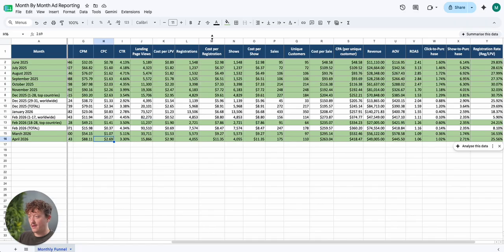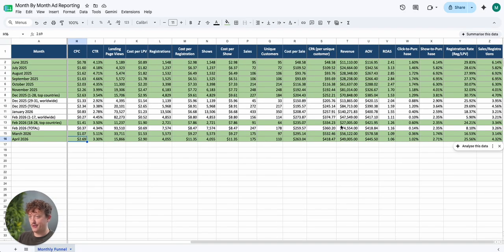But if we come over here, this is where things get really interesting. So we have now our breakdowns. We have unique customers, and then we have our cost per sale. Now our cost per sale is lower, sorry, than our cost per acquisition because we have upsells. These are the people that took upsells, the difference between this and this. So 175 sales, but 110 unique customers. And my only concern is our cost per unique customer.